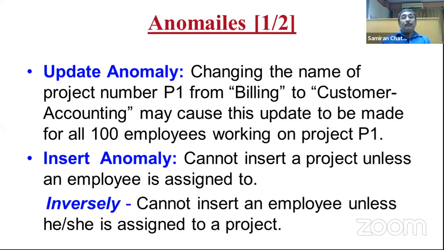And redundancy leads to 3 types of anomalies: update anomaly, insert anomaly, and delete anomaly. And to eliminate these anomalies, we use normalization, right?